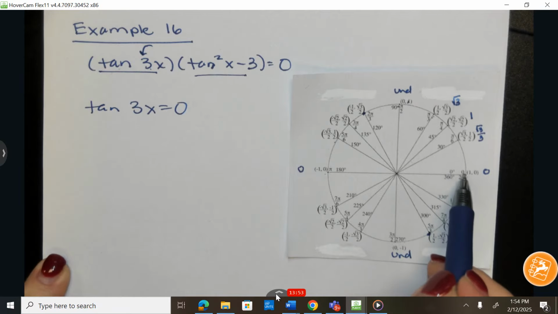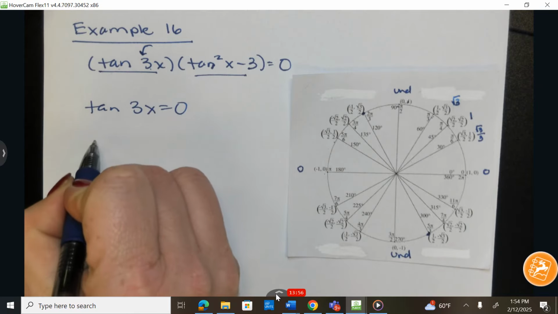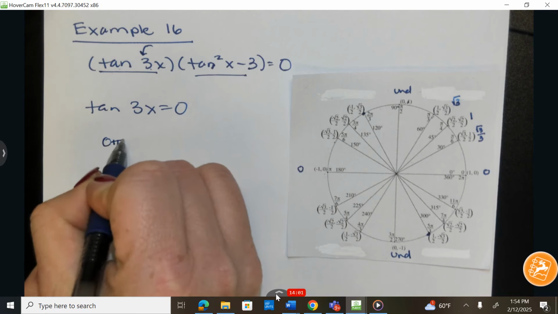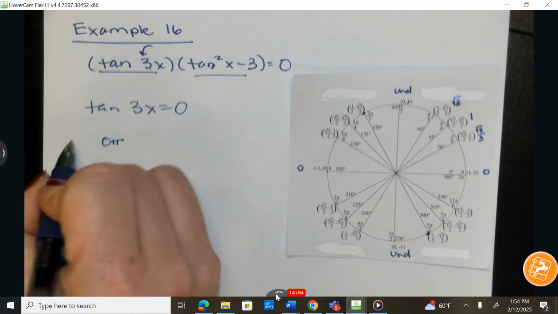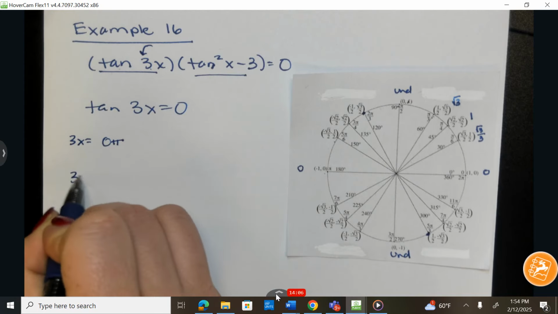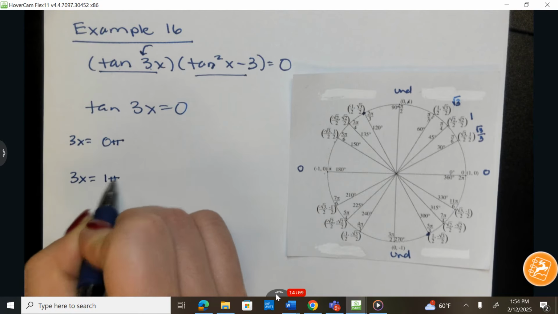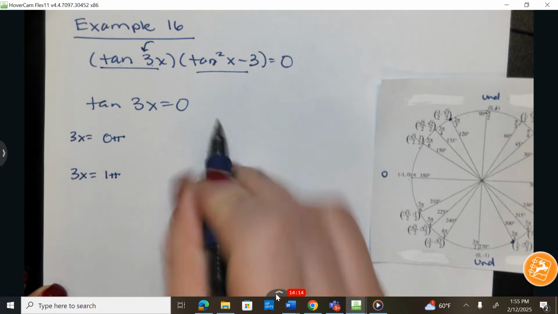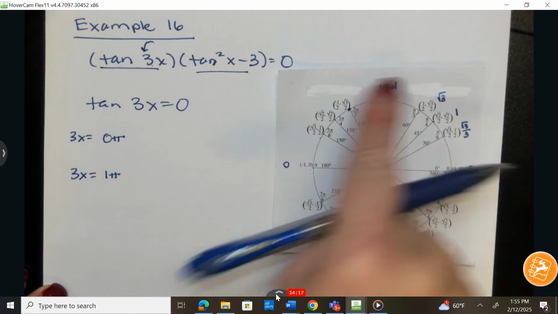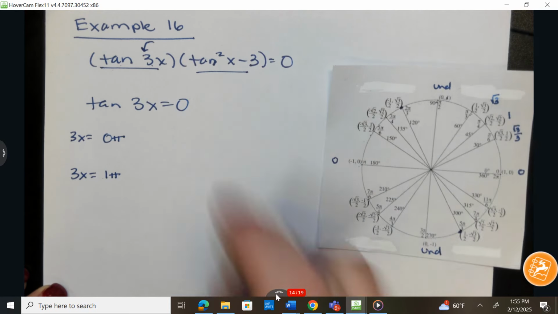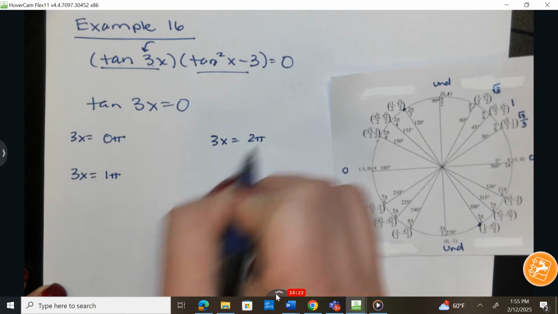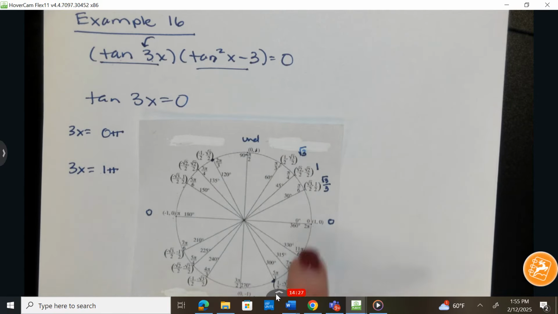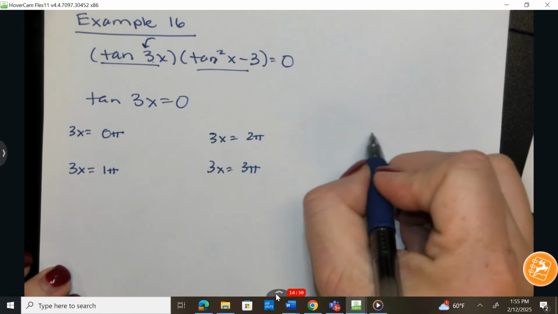Okay, so it's equal to 0 here at 0 pi. So remember, we can include 0 pi. So it's equal to 0 at 0 pi in my first revolution and also at pi. So 3x equals 0 pi and 3x equals 1 pi. Now I need to do 3 revolutions. There's my first revolution. I'm going to go horizontally. Now my second revolution, so 0 pi, 1 pi, and then we'll go 2 pi and 3 pi. And now my third revolution will be at 4 pi and 5 pi.